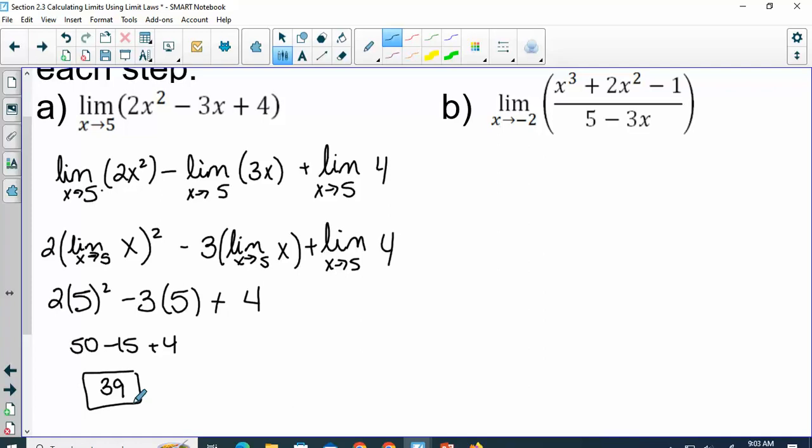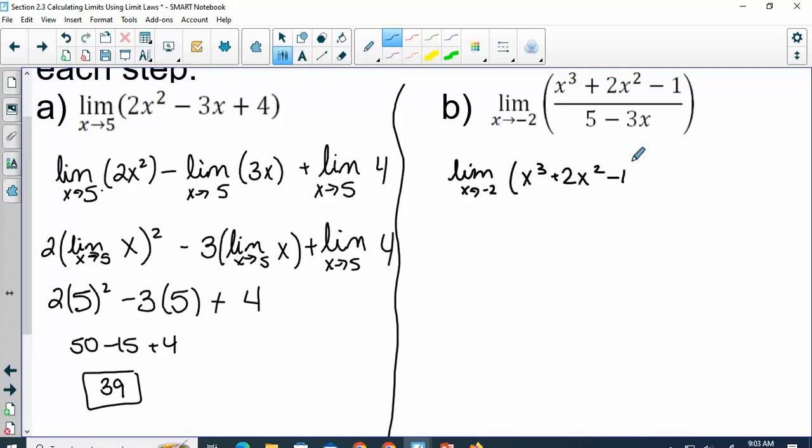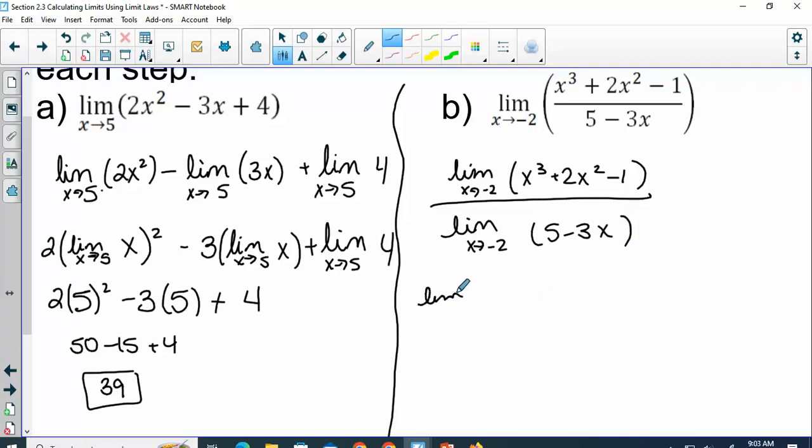All right, B. What do we do if we have the limit of a fraction? The limit of the top divided by the limit of the bottom. And then we can break it apart just like we did these. So we do the limit of each term.